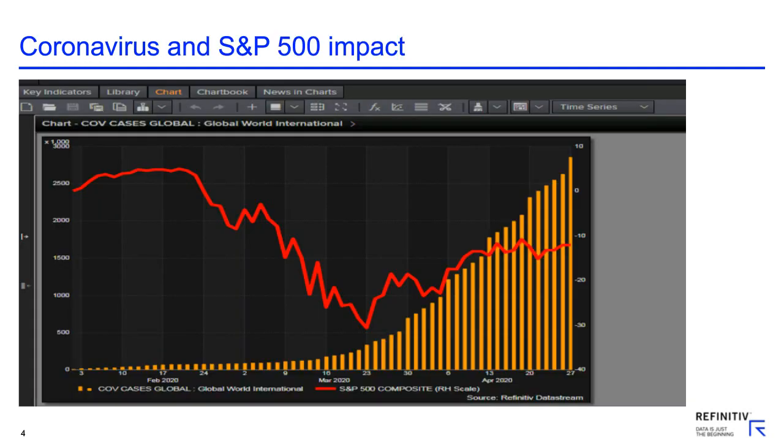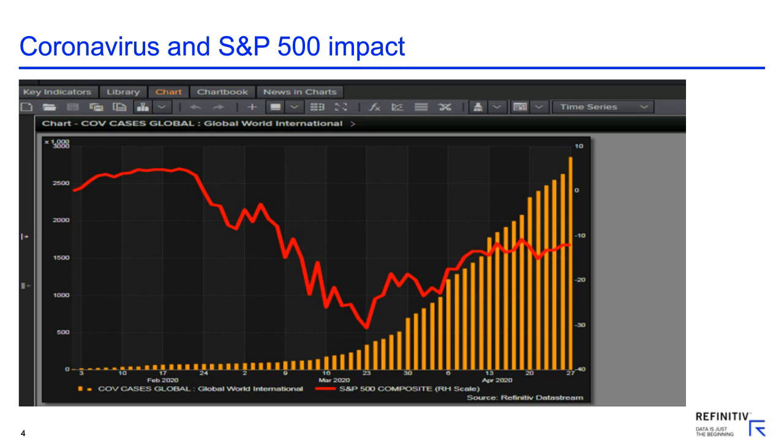So let's start with a very high-level view from DataStream, where you can see here in the gold bars are the corona cases around the world, and the red line is the S&P 500. As you know, DataStream combines all the national and international statistics. So we have a database from the Central Bank of the Republic of Turkey, from the Fed, from all over the world, from the World Health Organization. So this comes from the World Health Organization, and the S&P 500, which is my benchmark.